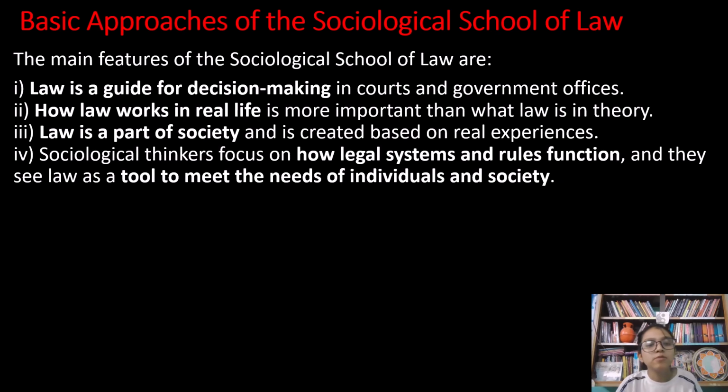Now let us know about some of the basic approaches of the sociological school of law. The main features of the sociological school of law have been divided into 4 points. Law is a guide for decision making in courts and government offices. According to followers, law is a guide which helps people in deciding or giving any kind of judgment in court and government offices.